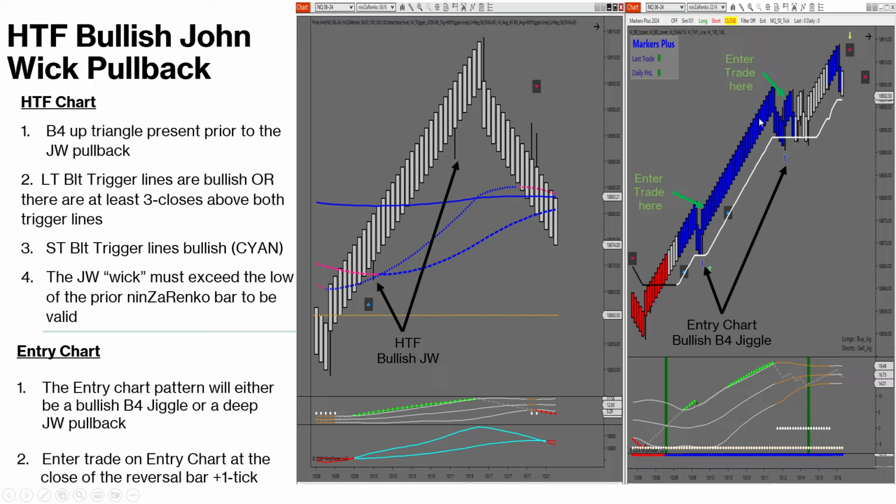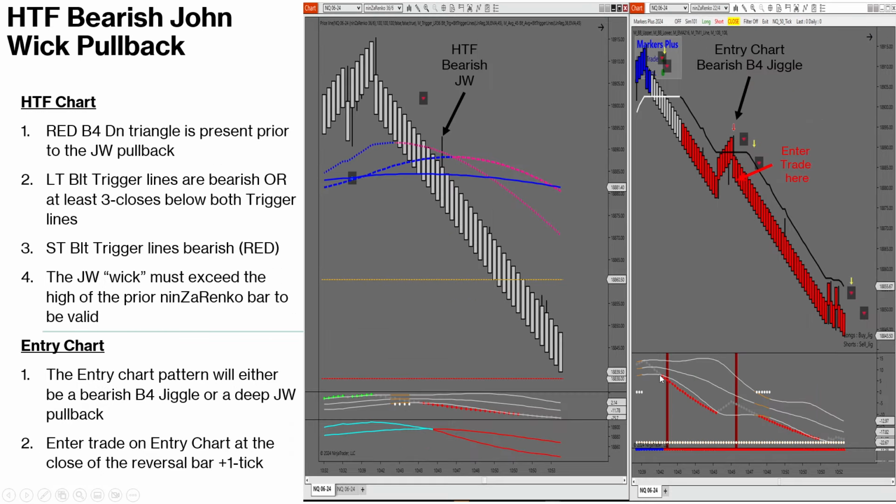Here we have another one, same thing, trend magic is still white during this John Wick, so up close, enter close plus a tick. All right, take whatever profit targets that you're looking for. All right, it's just opposite for the bearish John Wick.